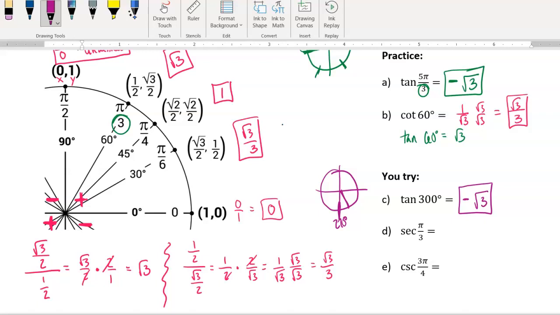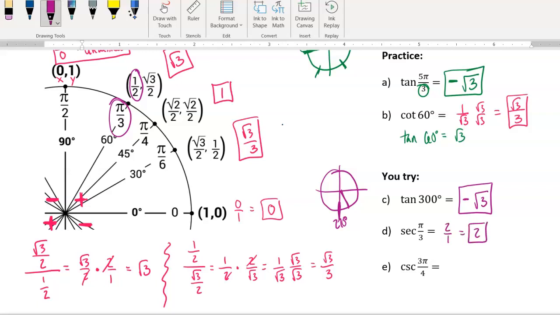Let's look at the next one, secant of pi over 3. So I can actually even just show you over here. So here's where the pi over 3 would be. That's 1/3 pi, so that's right here. The secant is a reciprocal of the cosine function. So the cosine of pi over 3 would be 1/2. So the secant would be the reciprocal of that, which would be 2 over 1, which is better to just write as 2.